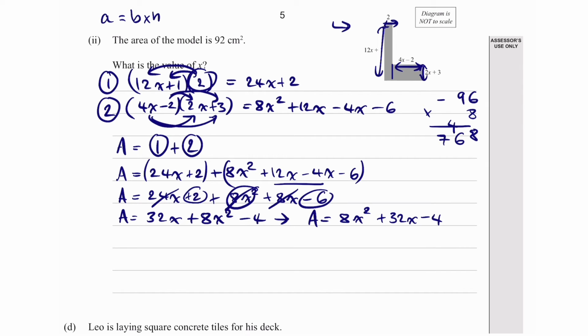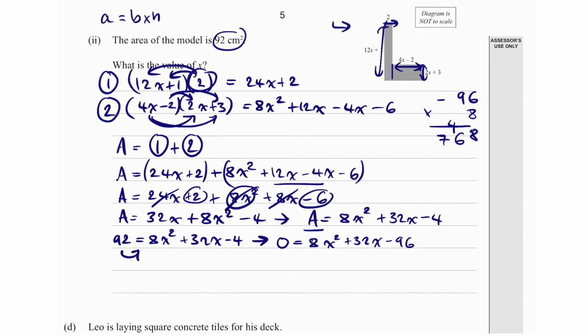Now, note that they've told us the area of our model. It's 92 centimeters squared. So 92 is the value of the area. Let's substitute that in now. 92 is equal to 8x squared plus 32x minus 4. Now remember that when we want to solve for x in a quadratic, we need that y value to be 0. So we're going to move this 92 over to the right hand side by subtracting 92 on both sides. What that leaves us with is 0 is equal to 8x squared plus 32x minus 96.